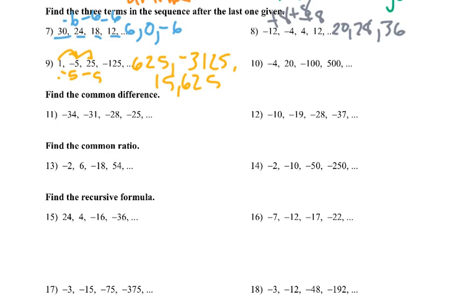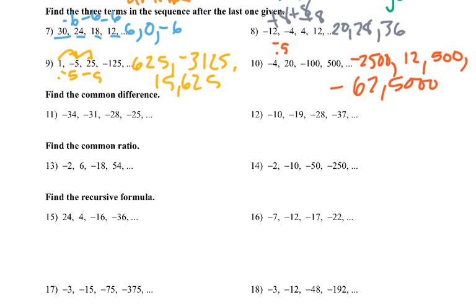So geometric there. Number 10, negative 4 to 20 to negative 100. We can kind of see that same pattern of positive to negative. So we'd have to times by a negative 5 to get this to work. So we'd get a negative 2,500. Then we get a positive 12,500. And a negative 62,500.